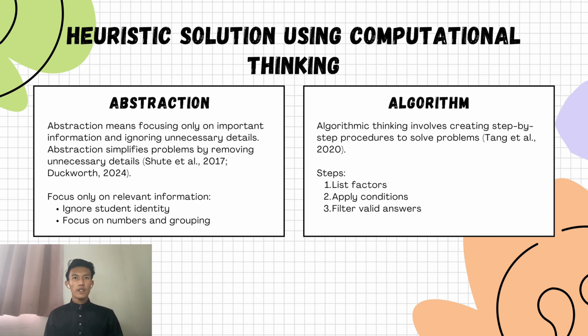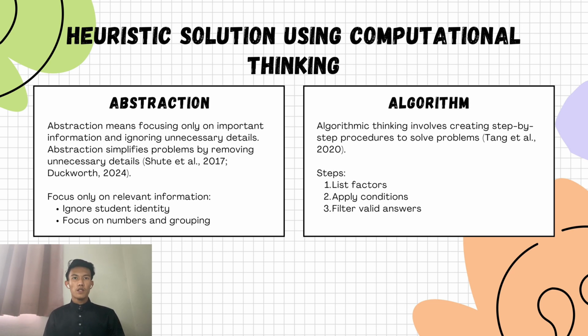And then we move to the next step, which is abstraction. Abstraction means focusing only on important information and ignoring unnecessary details. It simplifies problems by removing unnecessary details according to Duckworth 2024. So for this problem, we need to ignore students' identity and we just need to focus only on numbers and grouping. This is important because too much information can make us confused. So abstraction helps us to focus on what really matters for this problem.